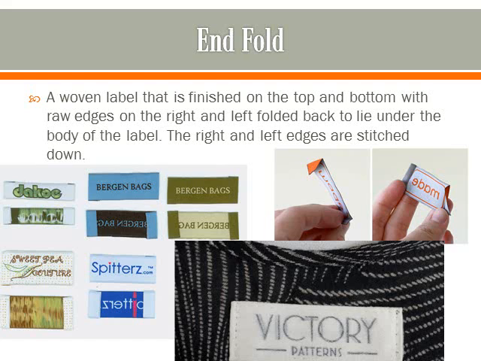End fold is when you take a woven label that's finished on the top and bottom, and then the raw edges on the right and left are folded back to lie underneath the label, and then the right and left edges are stitched down. So here's your finished product where you have the left side and the right side. Those are folded under and stitched down. And here's an example of just how those are folded.